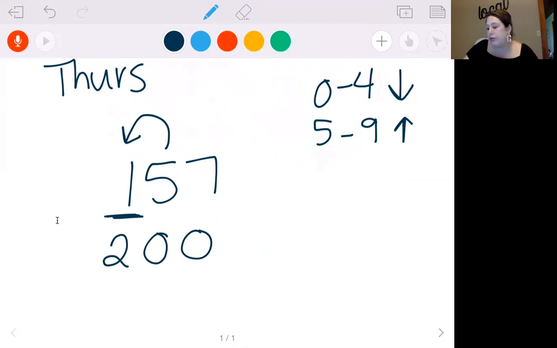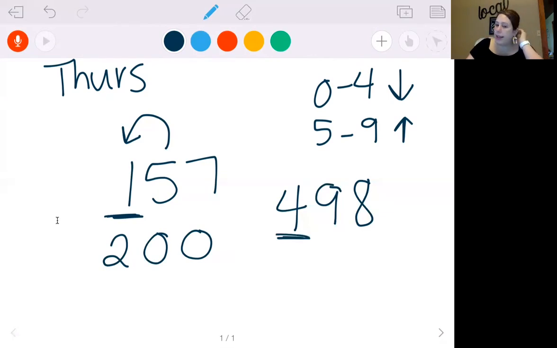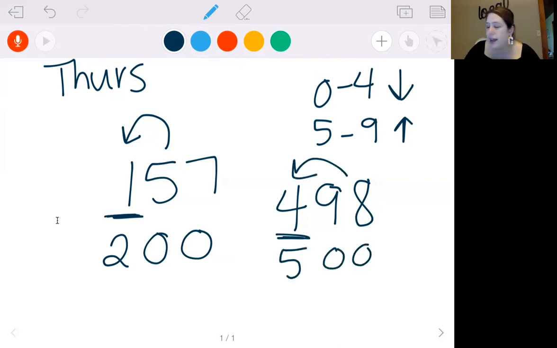Okay, let's look at 498. You should be able to figure that one out without really doing any rounding. Let's underline our place, which is hundreds. The 9 tells me that 4 needs to go up. Everything after it changes to zeros. So 498 is closest to 500.